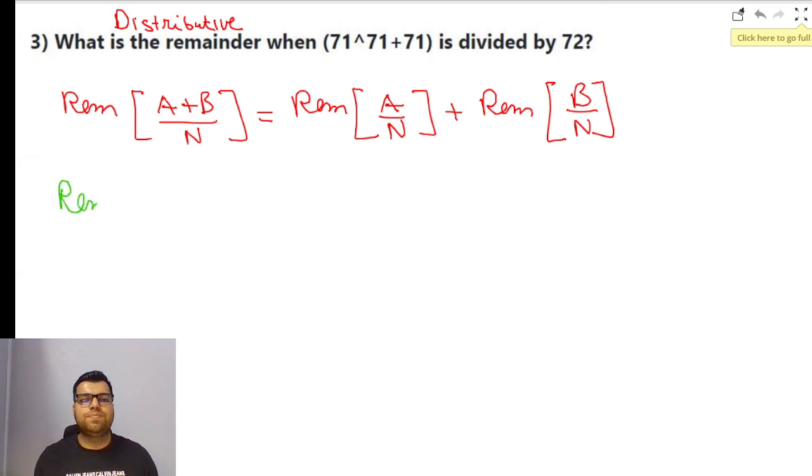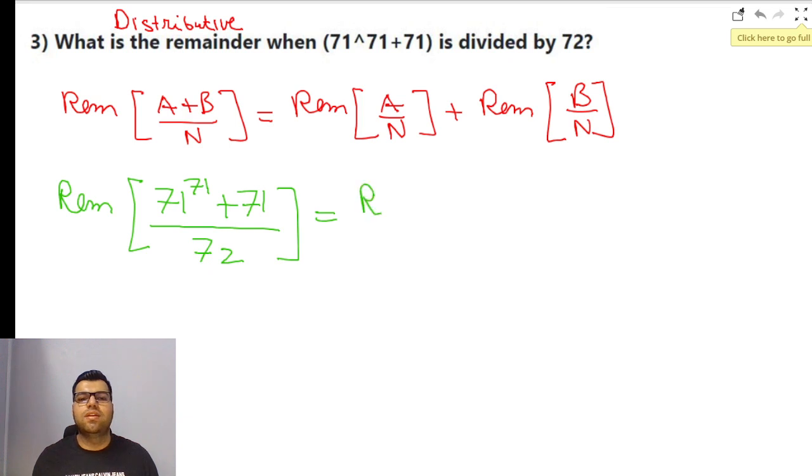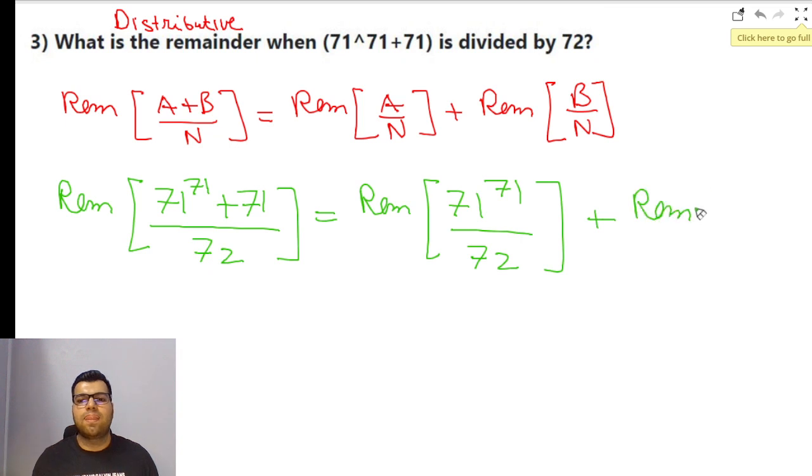So I will write rem 71 raised to power 71. I think it will go until 2 hours because the questions are a lot. But we will understand every aspect of every question that can come through remainders. So this is 71 raised to power 71 plus 71 divided by 72. Okay, so using the fact that it is distributive, this becomes rem 71 raised to power 71 divided by 72 plus rem 71 by 72. So I simply use the property that remainder is distributive.